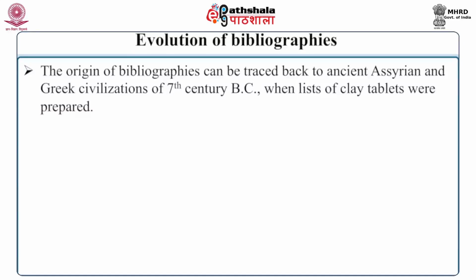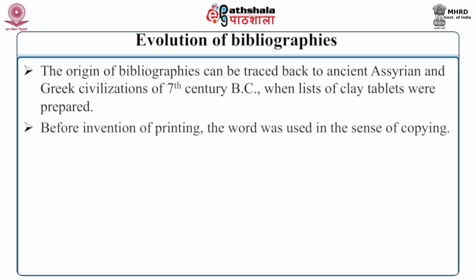Let us look at the evolution of bibliographies. The origin of bibliographies can be traced back to the Assurbanipal period and Greek civilization of the 7th century, because they developed a list of clay tablets they held in their libraries. Before the invention of the printing press, the word was used in the sense of copying. Because the number of copies was very limited, the scribes used to copy the documents. So in this context, bibliography meant writing of books. Later, after the printing press was developed, the number of copies increased. Now the context has changed from writing of books to writing about books.